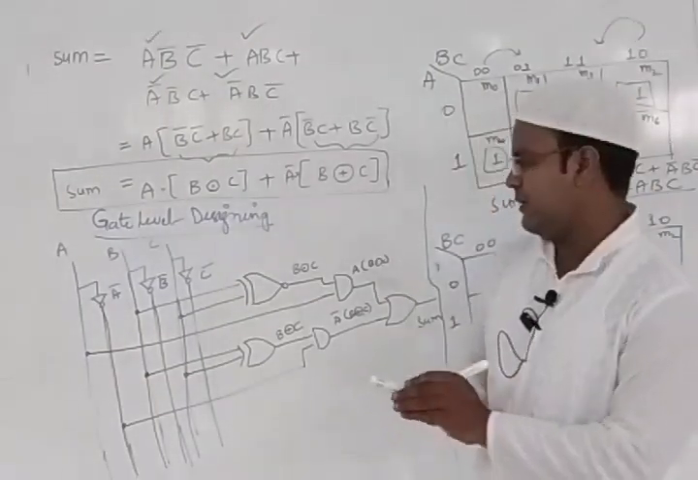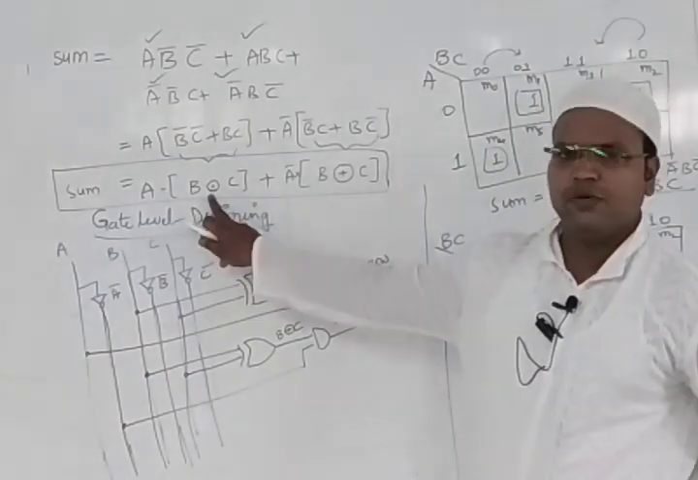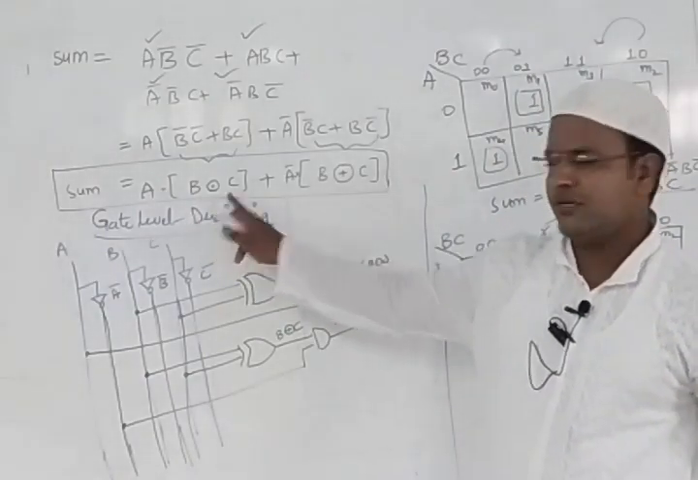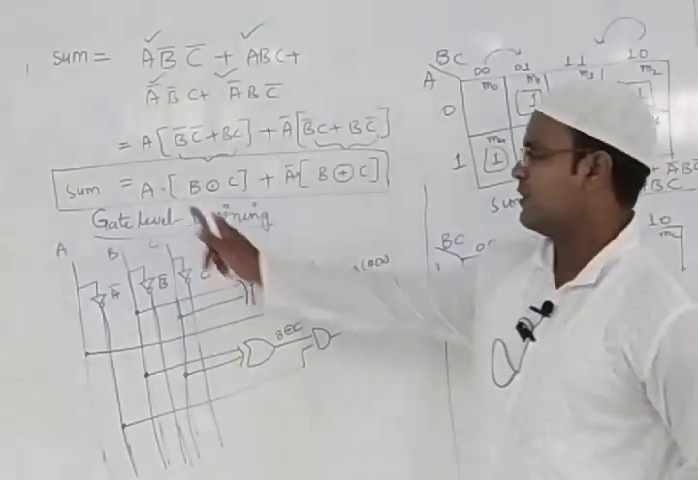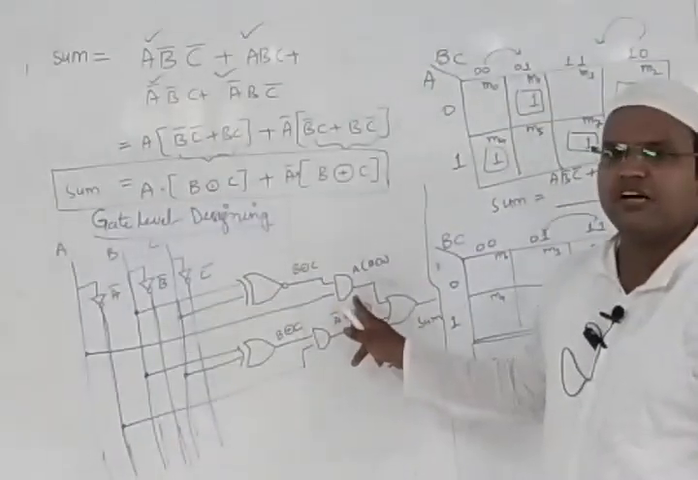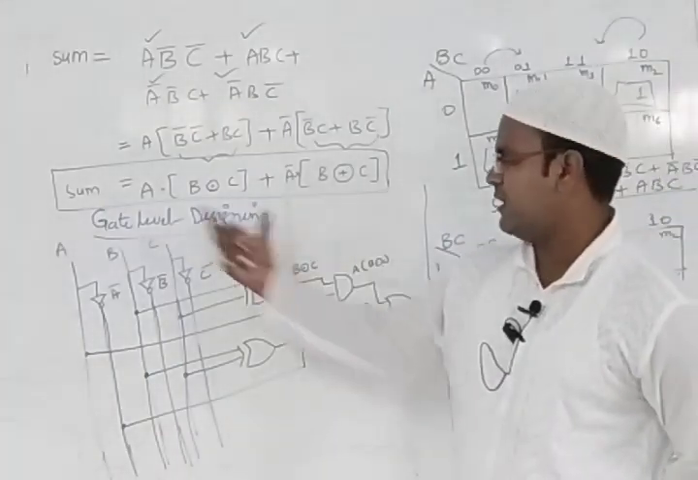So what we did, students? We have taken the internal function first, B exclusive NOR with C. This is our which gate? Exclusive NOR gate. Then we multiply with A. To multiply with A, we connected one AND gate. So this is a whole part done.